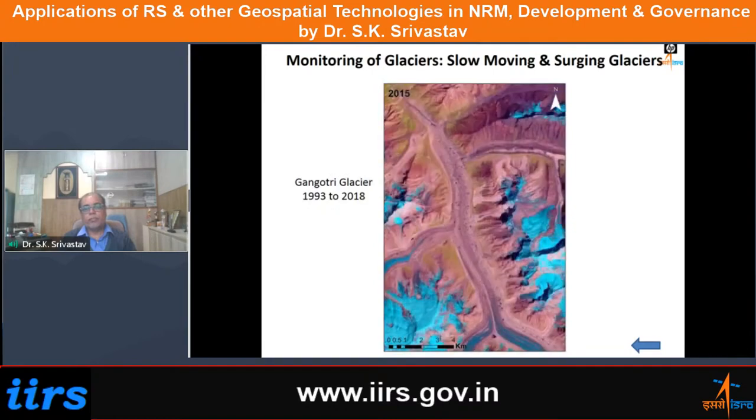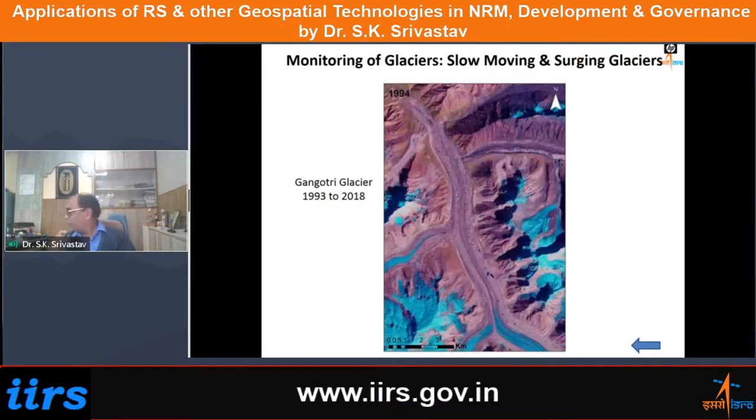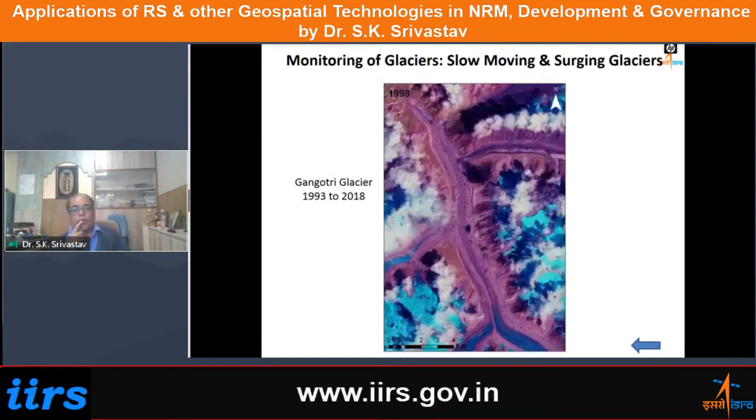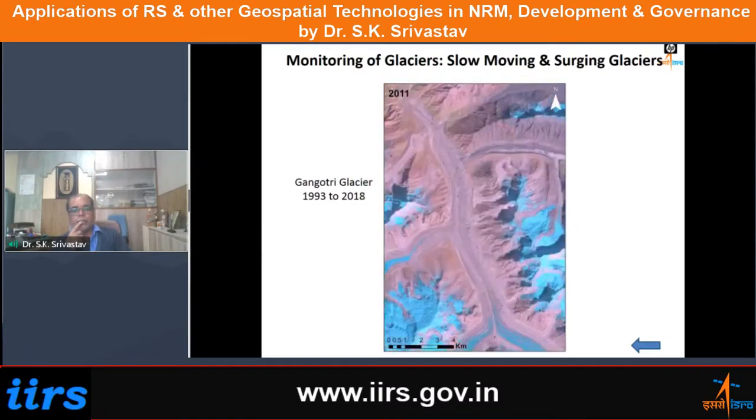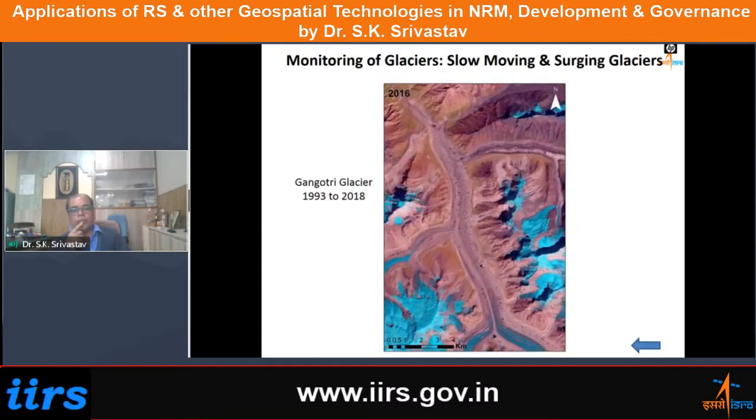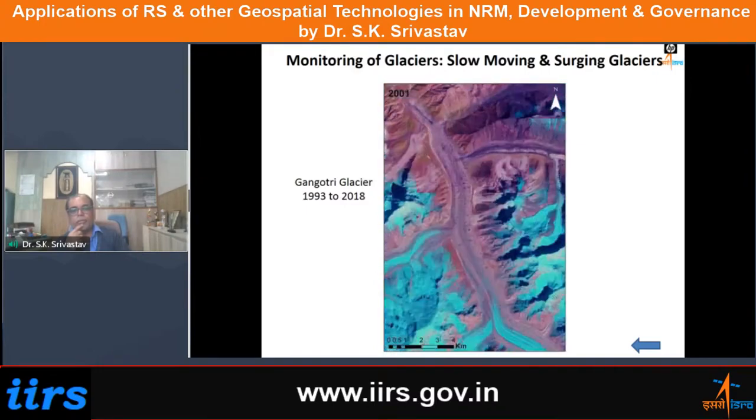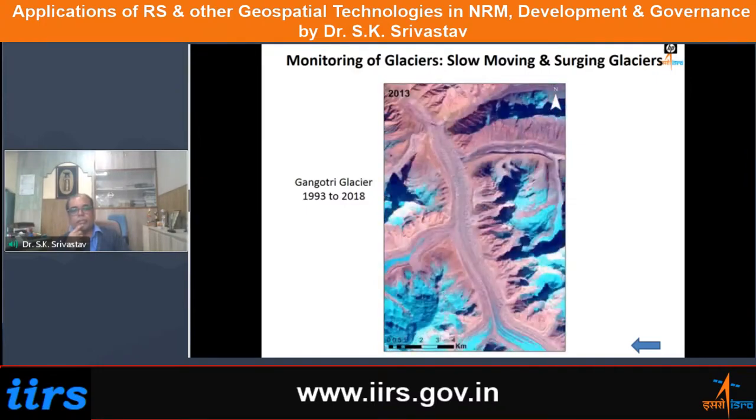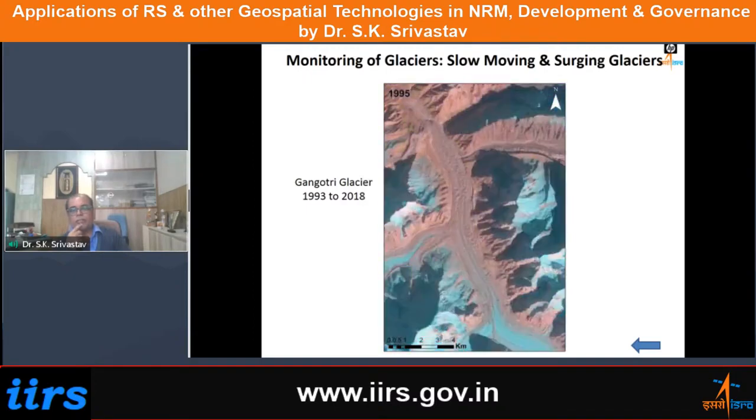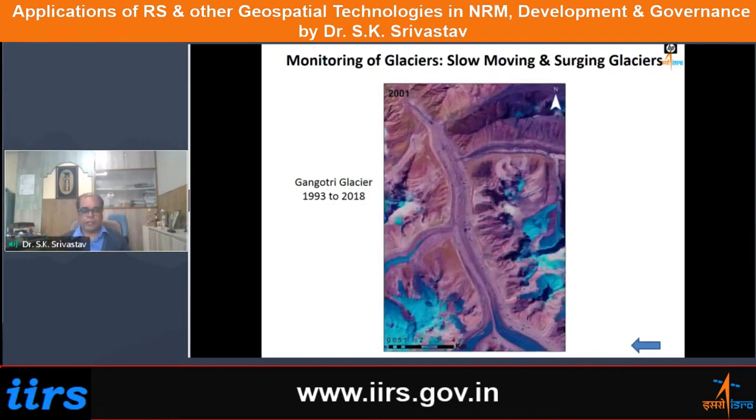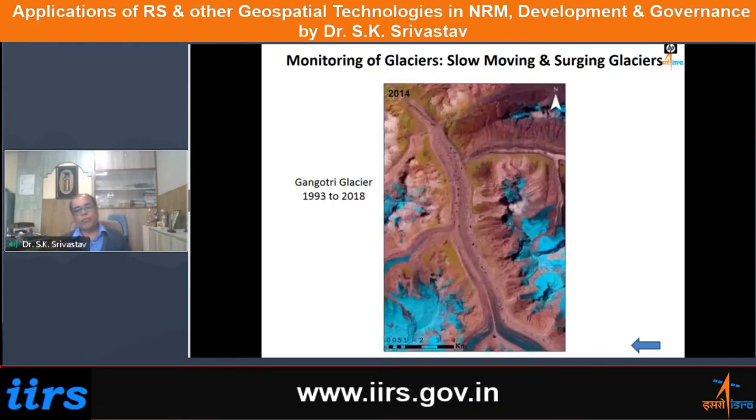Next, we will see an animation wherein a number of satellite images have been superimposed one over the other, and then an animation has been developed in which you will get a feeling as if the glacier is moving. And in fact, the glaciers do move with respect to time.